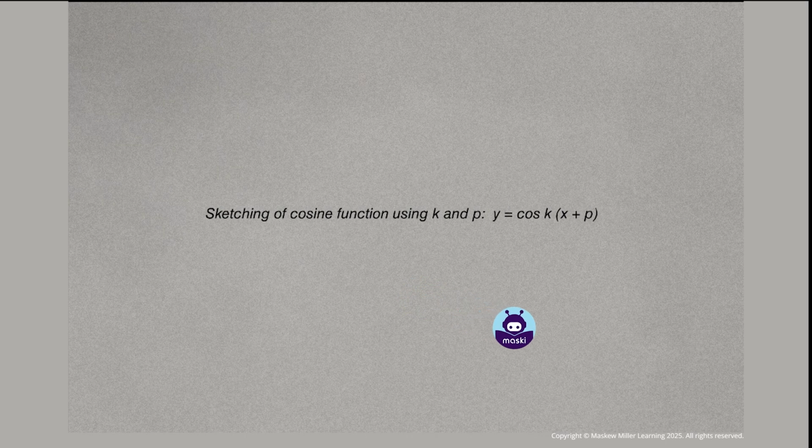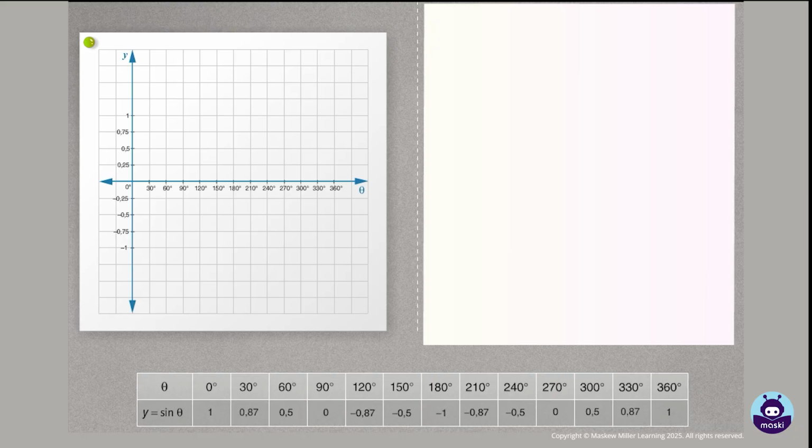Sketching of cosine function using k and p. y equals cos k times x plus p. Until now, we have drawn cosine functions using a table of values and then plotting the graph point by point. Let us now sketch a graph of the function of the form y equals a cos k times x plus p using the characteristics of the function y equals cos 3 times x minus 60 degrees.